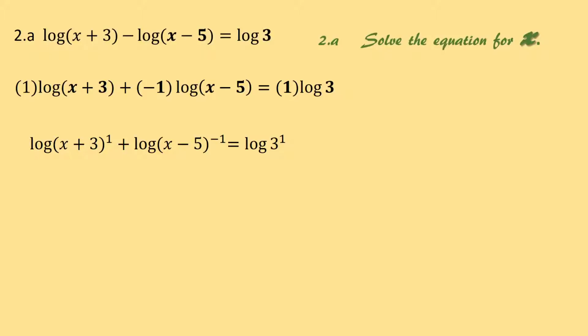Now I look at it again. Remember, if we have a negative exponent, we are subtracting, we're dividing, and if we have a positive exponent, we are multiplying. So what does that look like? There we go. We have a fraction here, don't we? We have x plus 3 on the top and x minus 5 on the bottom. On the right hand side, we just have log 3.